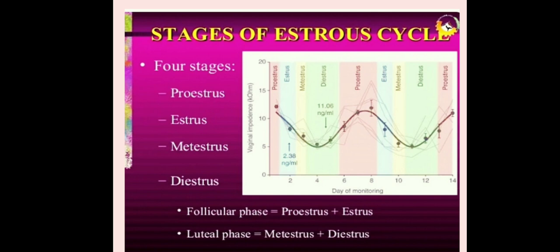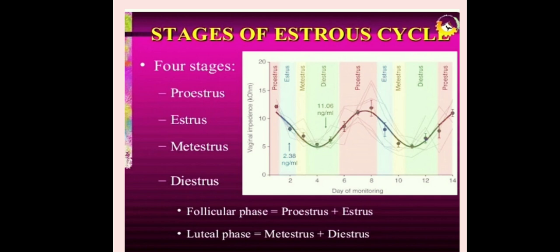Let's talk about the third stage, that is metaestrus. It is the luteal phase where the corpus luteum develops from the ruptured follicle after ovulation. The fourth stage is diestrus. In this, the corpus luteum produces progesterone hormone and it prepares the uterus for implantation. In the absence of pregnancy, the corpus luteum degenerates. Here the uterus lining is not shed out, it is reorganized for the next cycle.